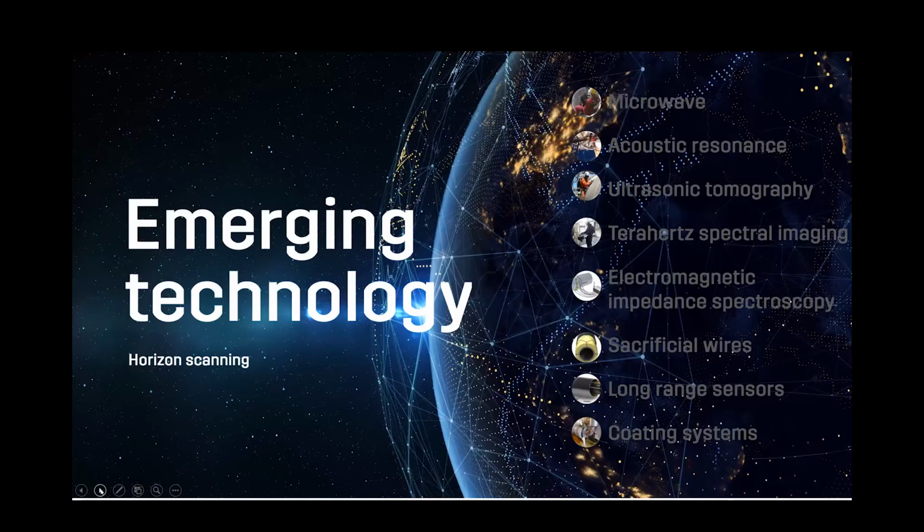But we've also been looking at some of the emerging technologies and the newer techniques that are coming out into the market. And there are several, and we've reviewed some of them, and we're currently working with others as they come into the marketplace. And I'm just going to touch on some of them as we go and give you a bit of an overview of them.